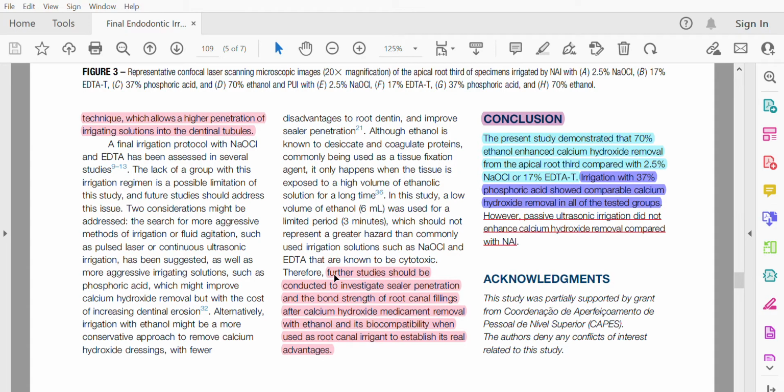They suggested further studies should be conducted to investigate the cellular penetration and bond strength of the sealer to the root canal filling after calcium hydroxide medicament removal with ethanol, and the biocompatibility of this irrigant, to establish a real advantage.